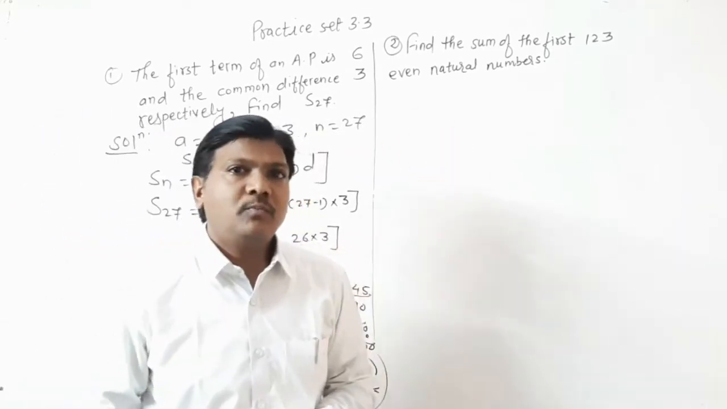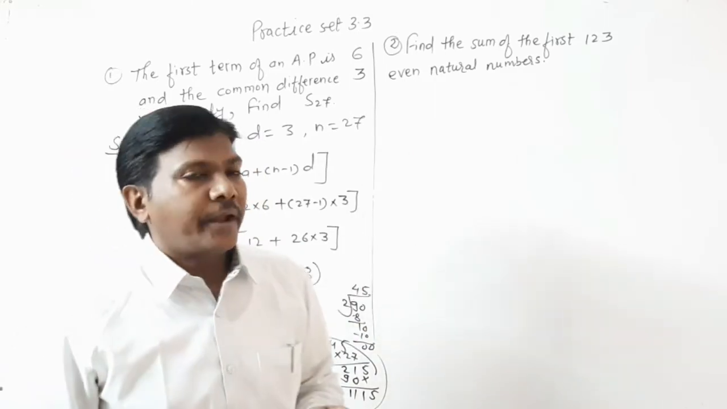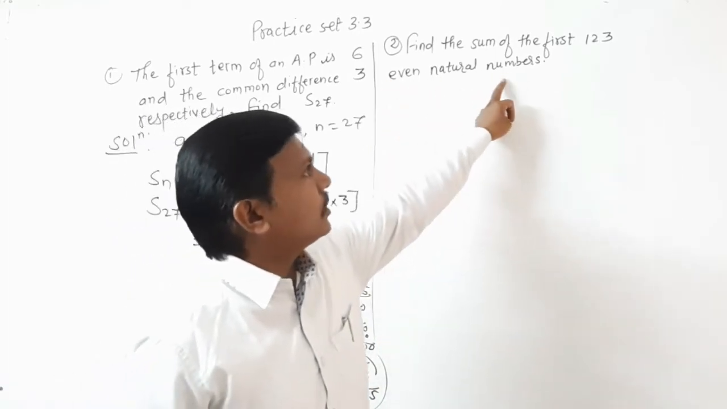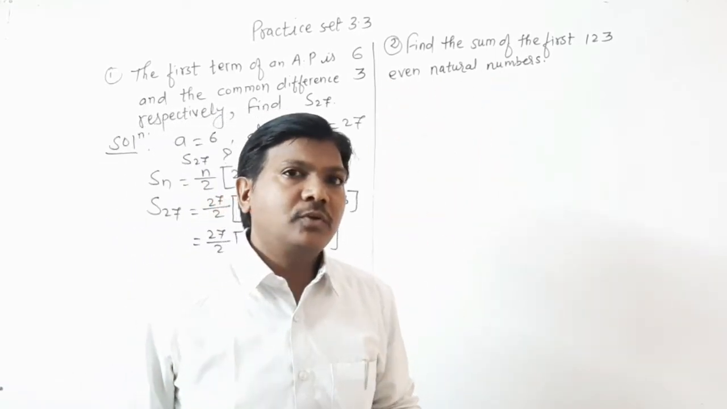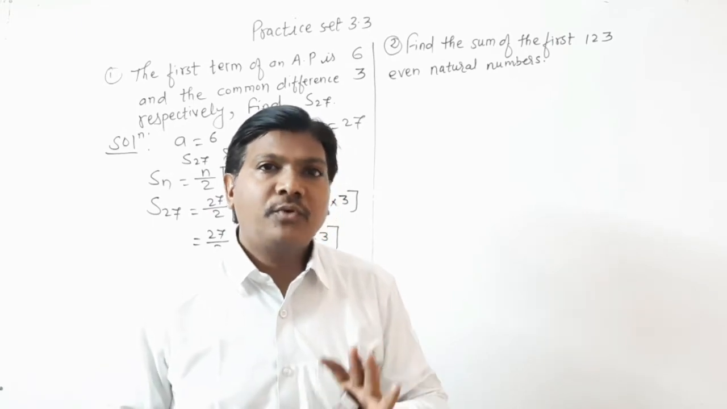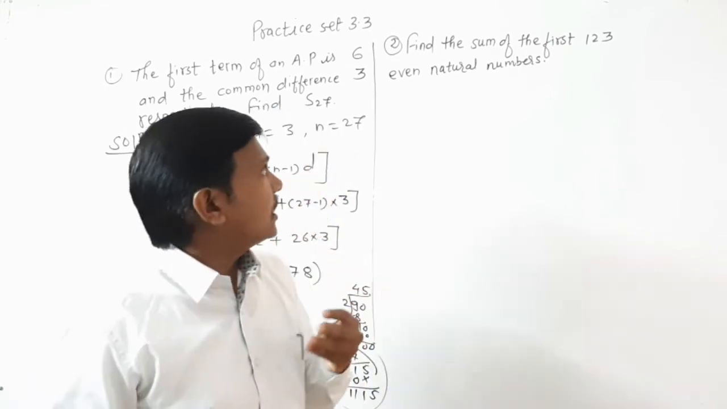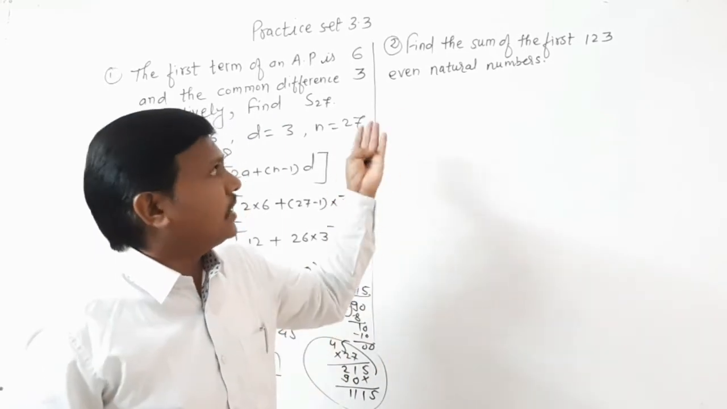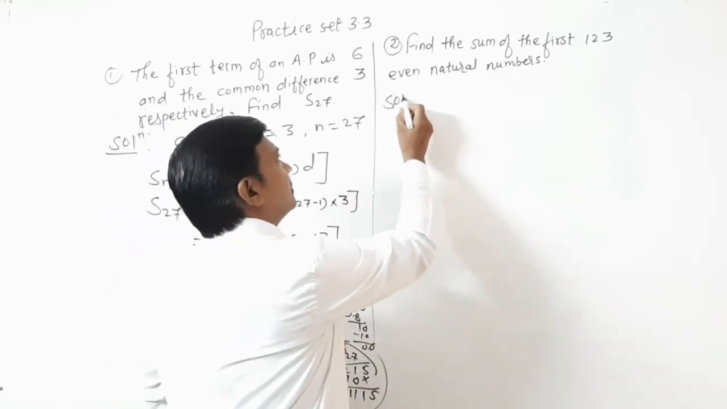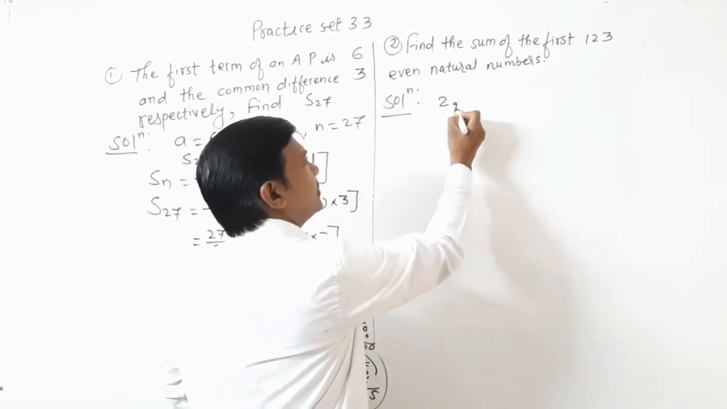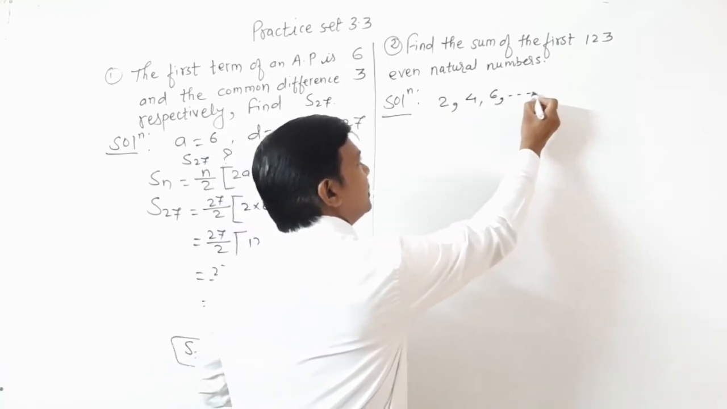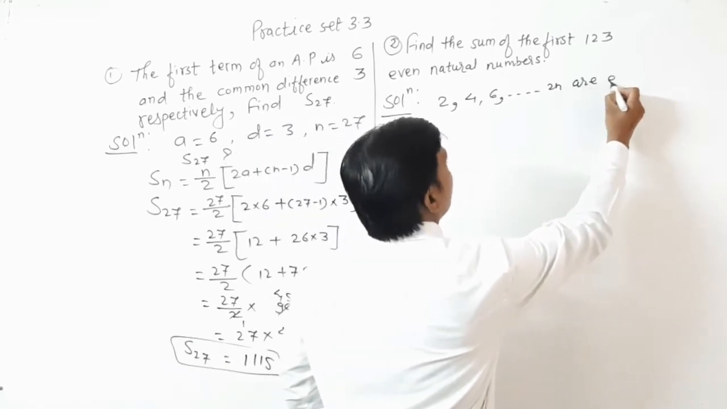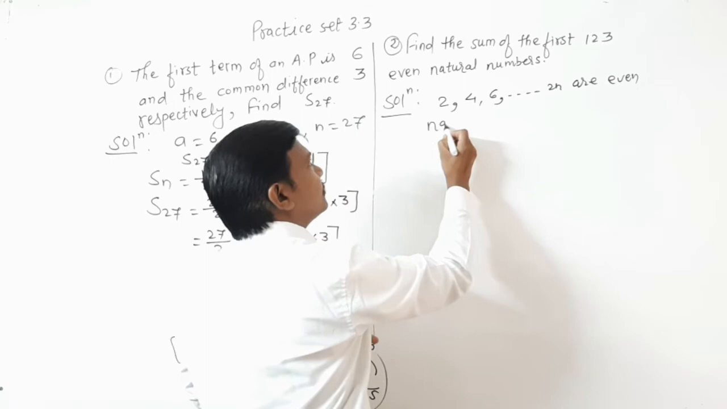Then see this second example. Again read the example. The question is: find the sum of the first 123 even natural numbers. Here the first term is not given. We have to find the sum of the first 123 even natural numbers. So first we know which are the even natural numbers. Here we write 2, 4, 6, up to 2n are the even natural numbers.